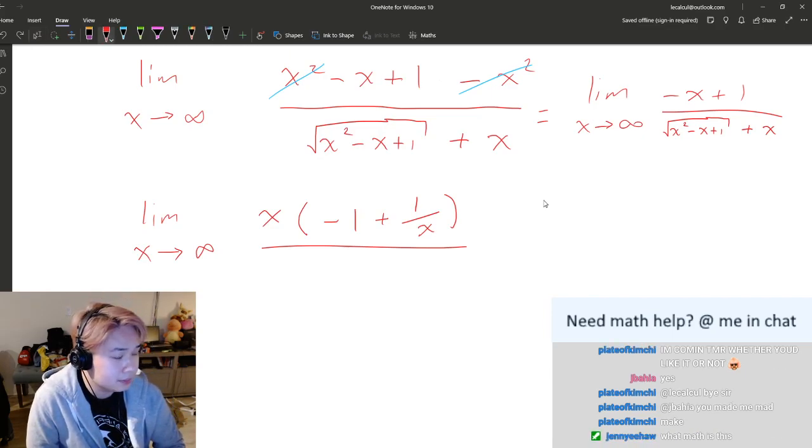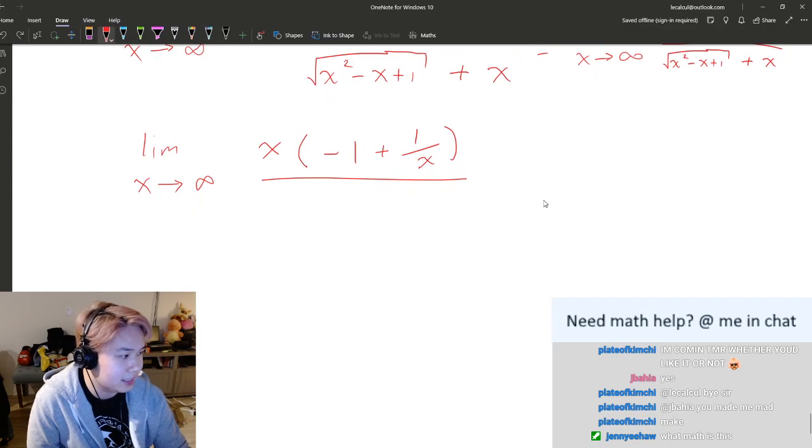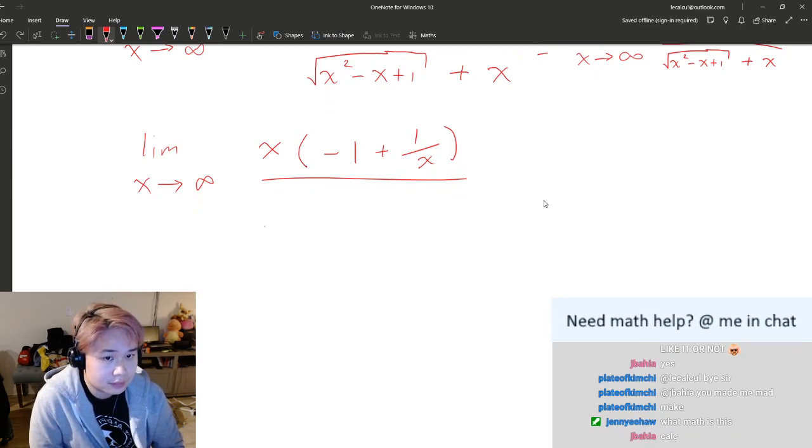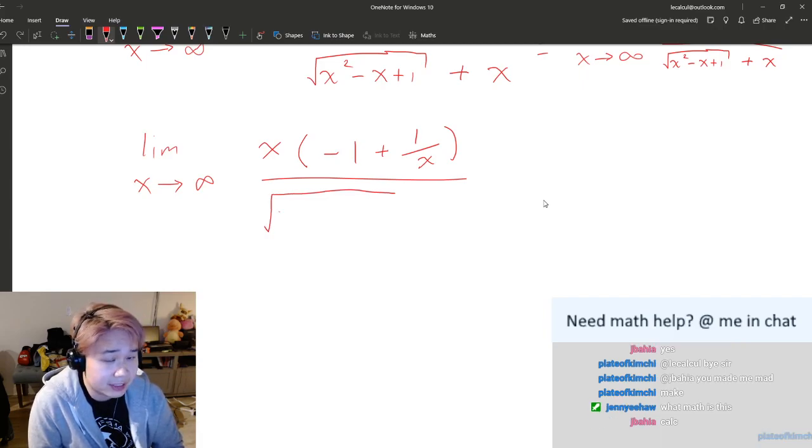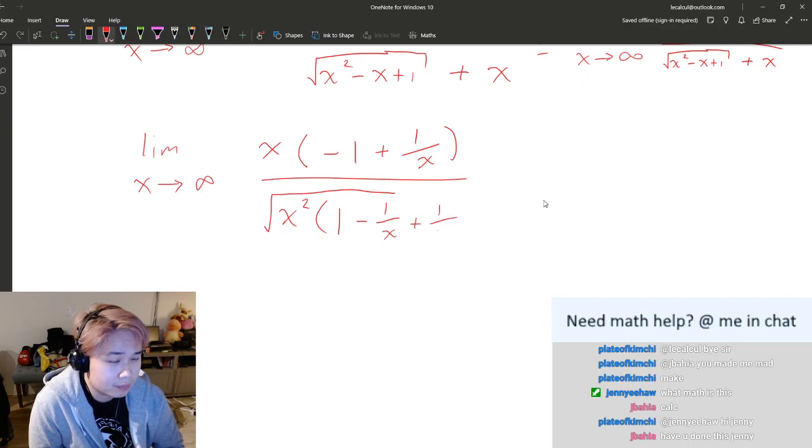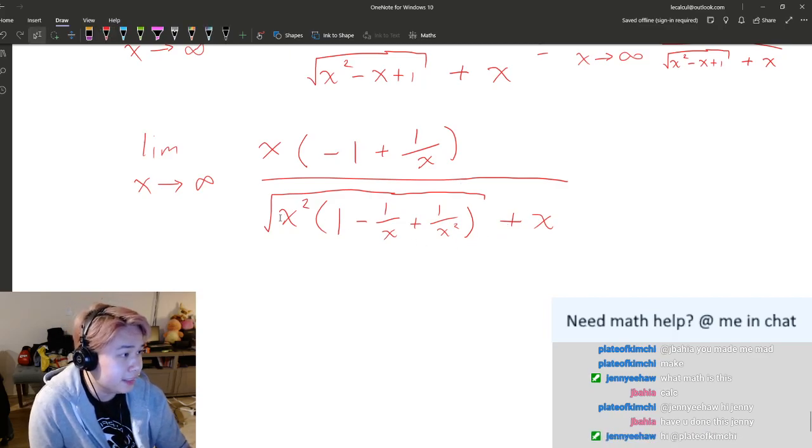So what I'm going to do, this is calculus, is inside the square root, you're going to factor out an x squared. And the reason why you're factoring out an x squared is because you're going to end up square rooting it. So that gets you the x you need for the top.